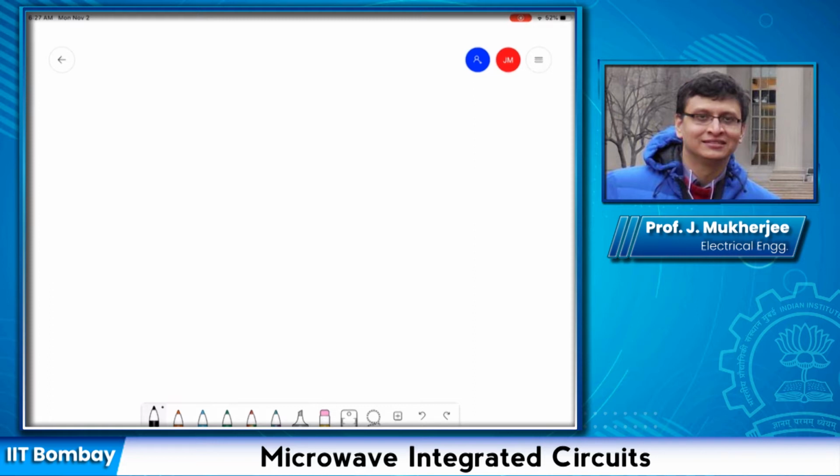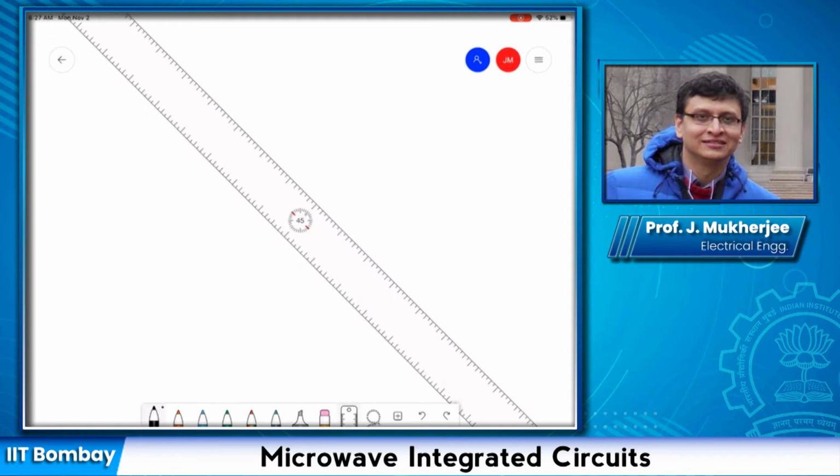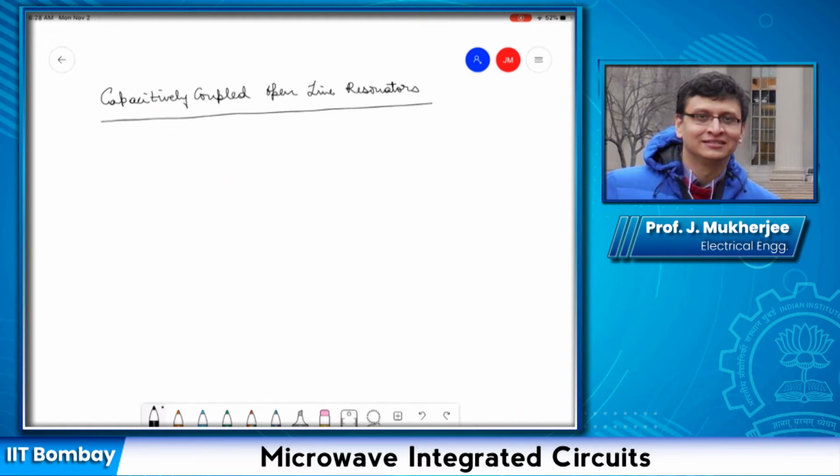So, capacitively coupled open line resonators. The construction is like this. This is the feed line, the input having characteristic impedance Z0. There is a gap and then an open line. This is an open circuit resonator, or simply an open stub. This gap creates a capacitance between the feed line and the open circuit resonator.